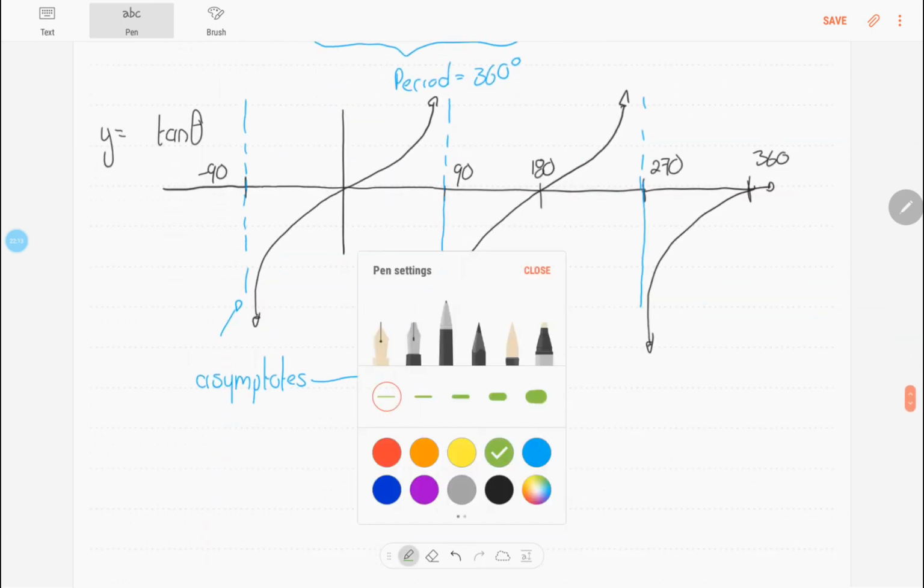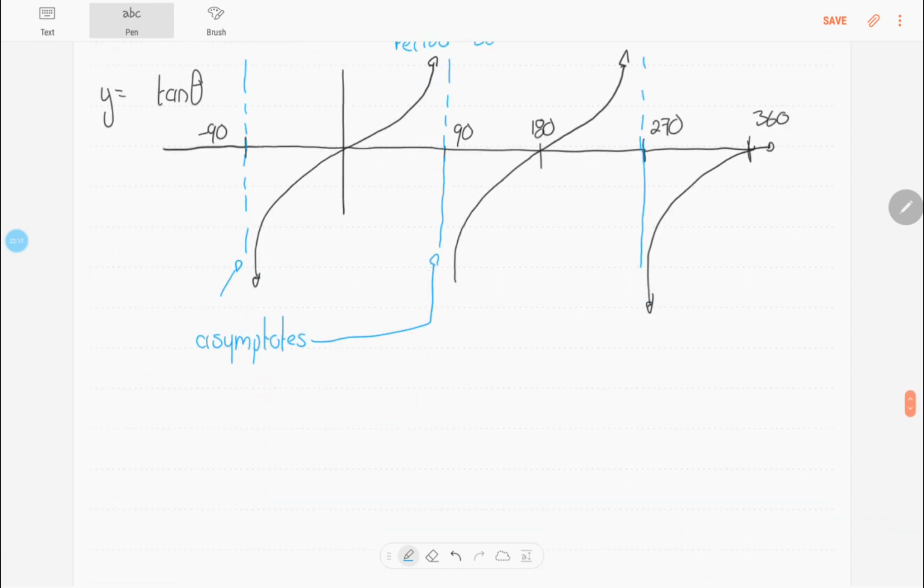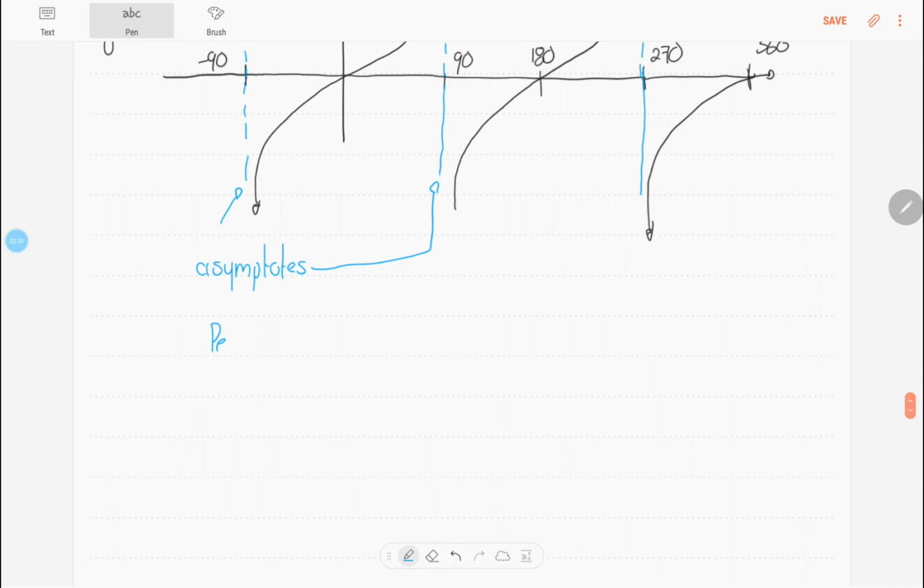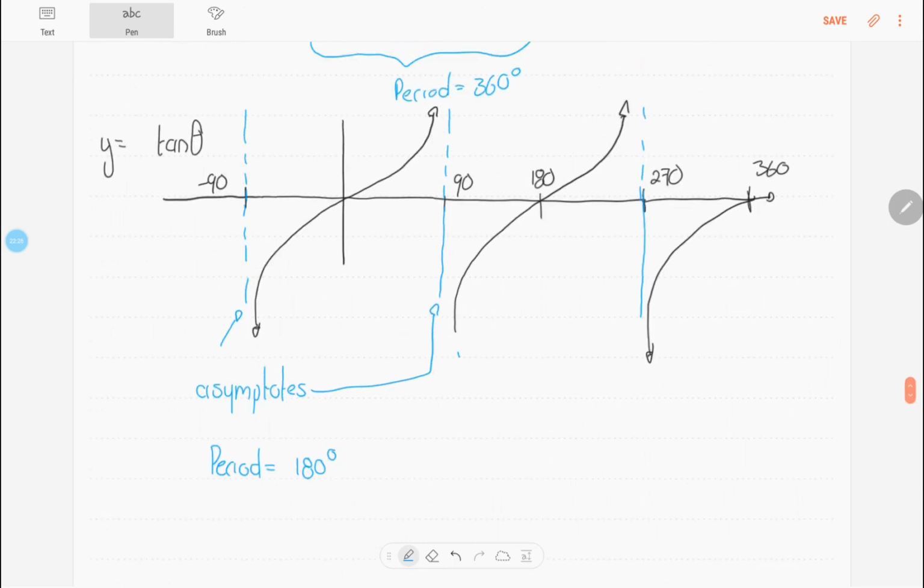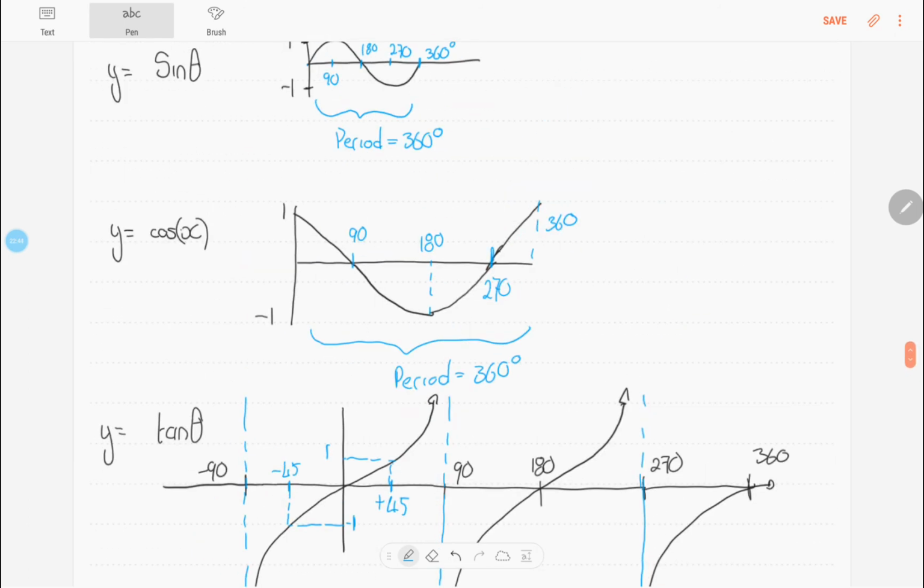We know our period is 180 because tan is a different one, right? It's between our two asymptotes, from negative 90 to 90. So the period of our tan graph is equal to 180 degrees. Each time it's 180. And our amplitude happens at 45 and negative 45, which is a little bit different. There we're going to have negative 1, and over there we would have positive 1 at positive 45.